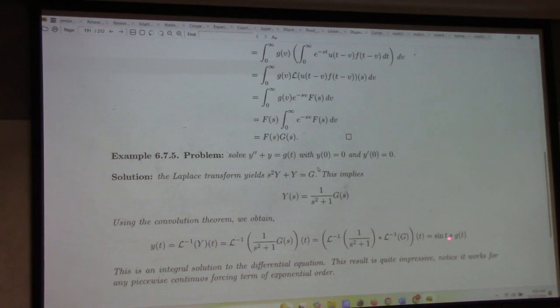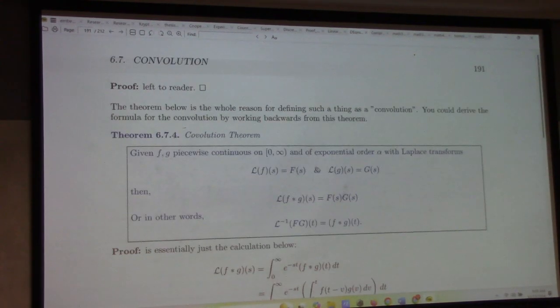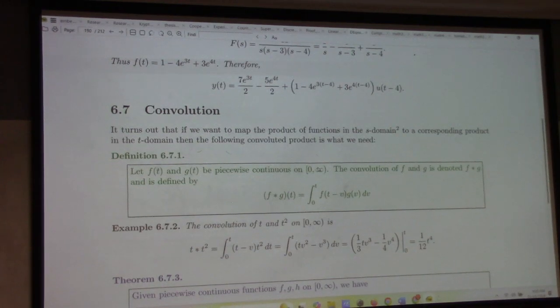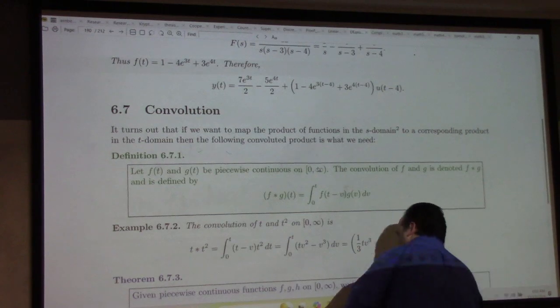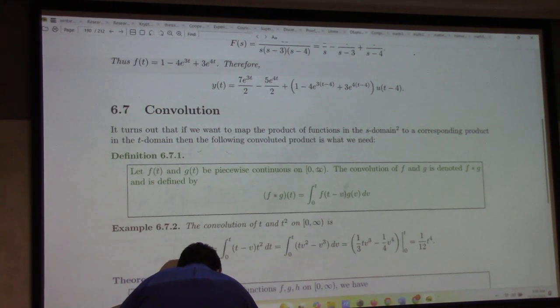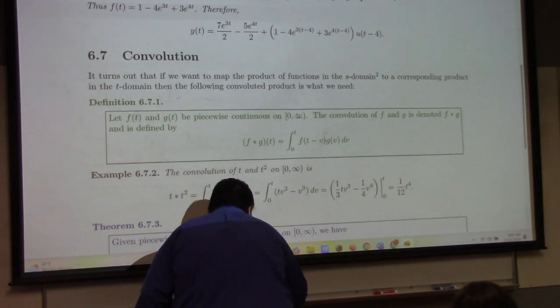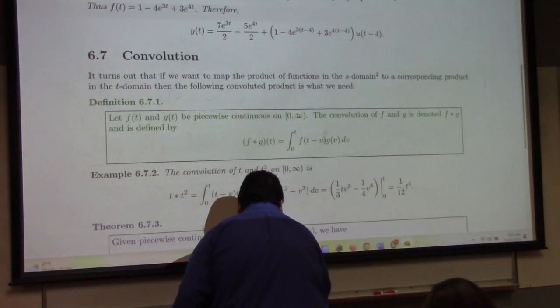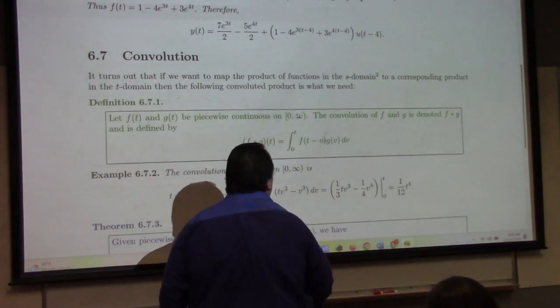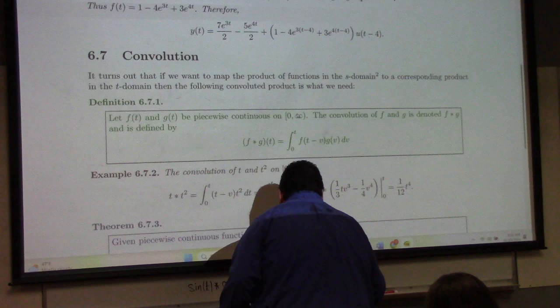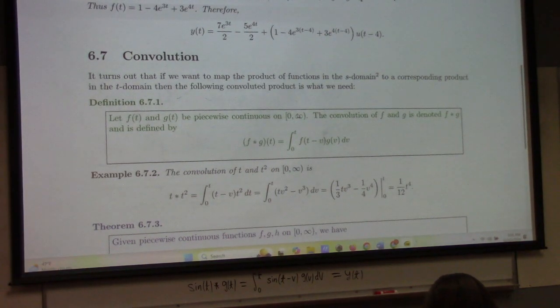Which we can write down a specific integral for. Like I have to go back to the definition for a second. So sine of t convoluted with g of t. Oh man, I didn't write it down. I was hoping I'd written it down. So let's write it down. What would sine of t convoluted with g of t mean? It would be the integral from 0 to t of sine of t minus v times g of v dv.